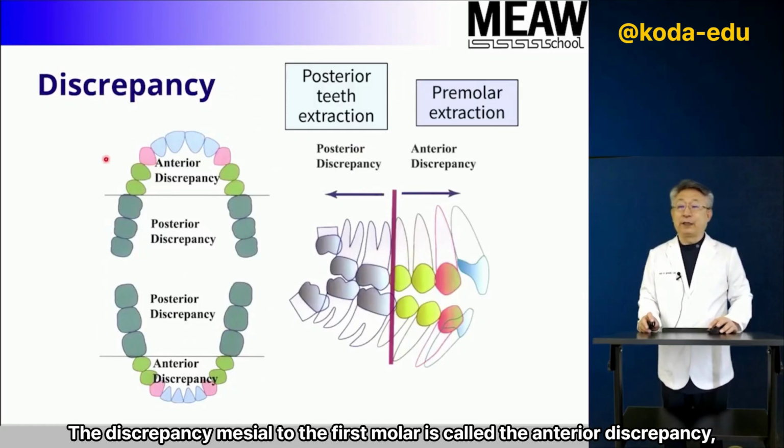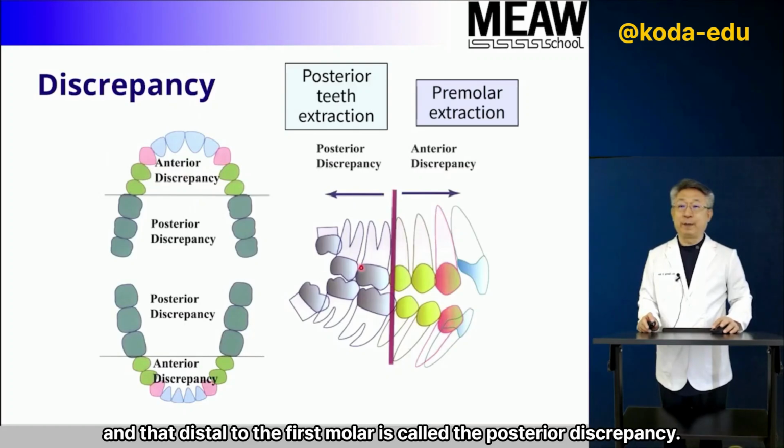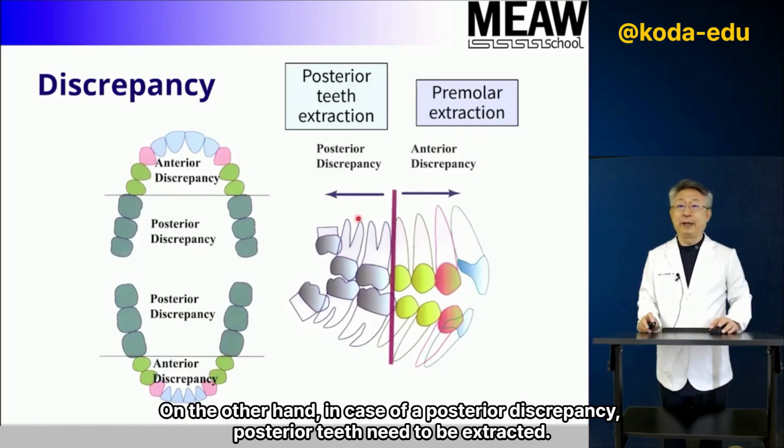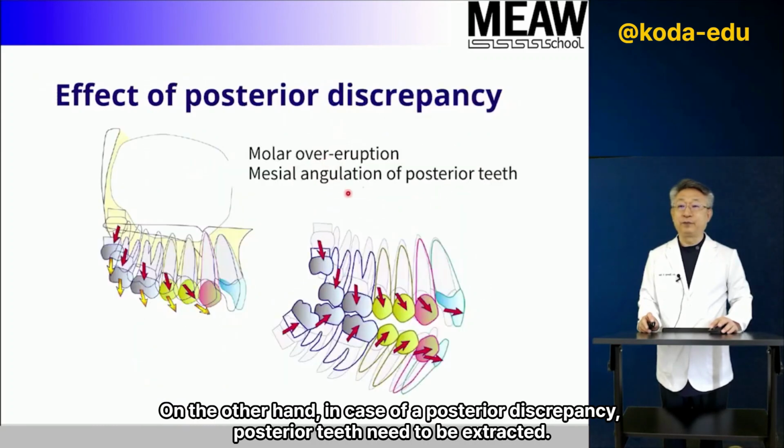The discrepancy mesial to the first molar is called the anterior discrepancy, and that distal to the first molar is called the posterior discrepancy. In case of an anterior discrepancy, premolars or other anterior teeth can be extracted. On the other hand, in case of a posterior discrepancy, posterior teeth need to be extracted.